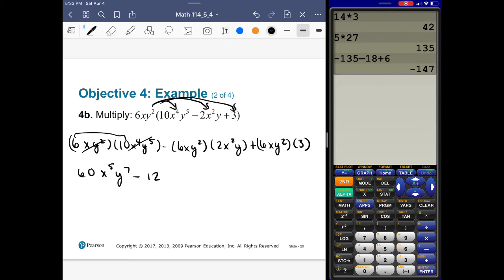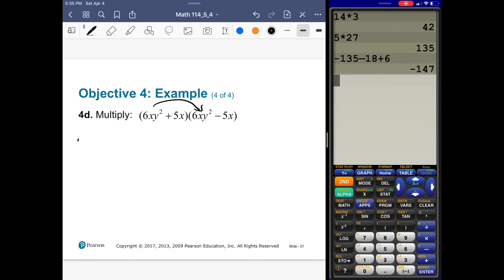Now 6 times 2 is a 12. X times x squared is x cubed because we have the same base, therefore the exponents will be adding. And y cubed, plus 6 times 3 is 18xy squared.